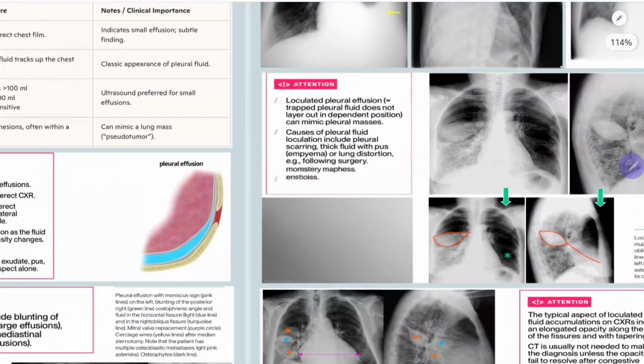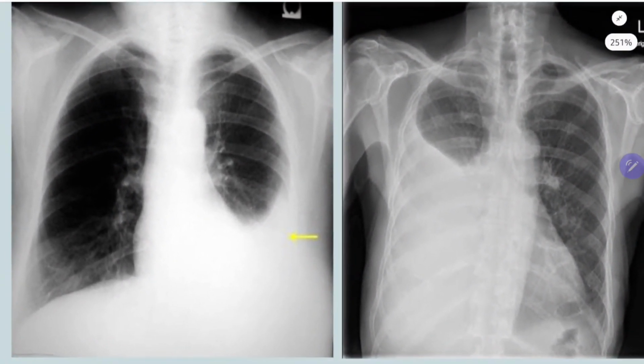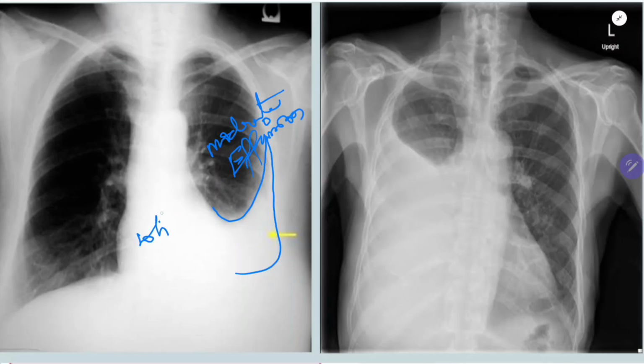Now we'll see some other images of this pleural effusion. Now just see this one. Why I have put this image is, this is more than the previous image. This is actually moderate effusion, you can say. Moderate effusion, and this picture is actually full whitish. So it is an underexposed picture.